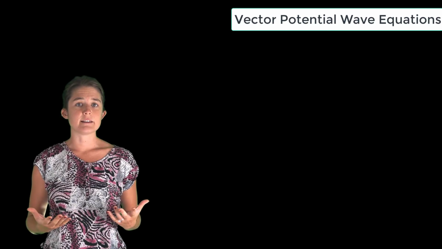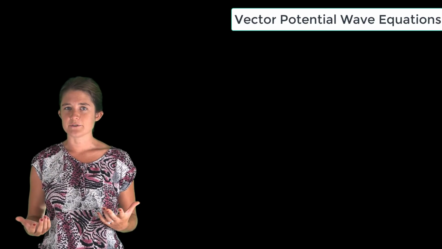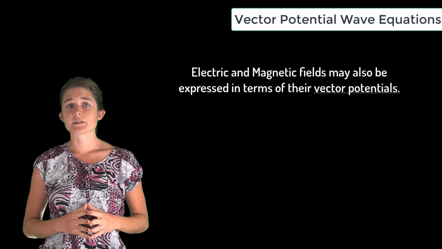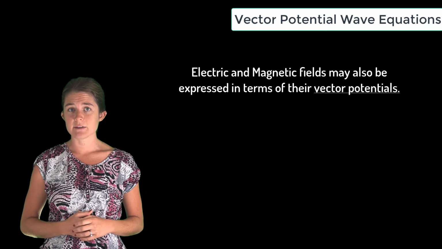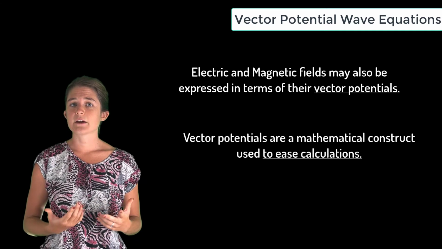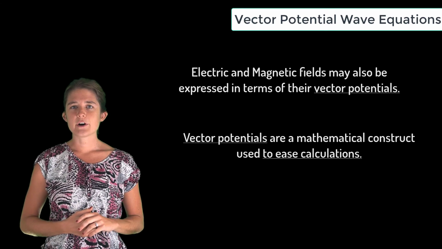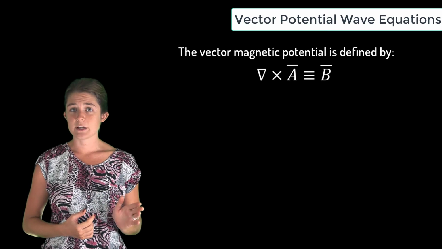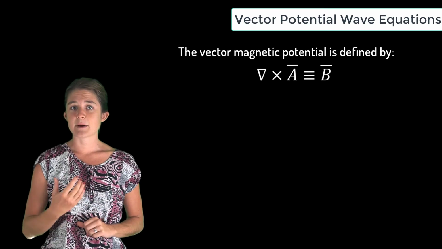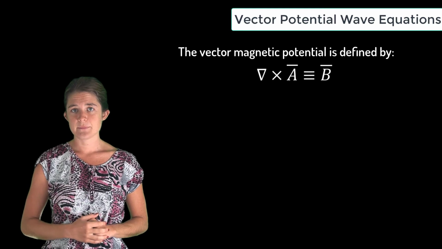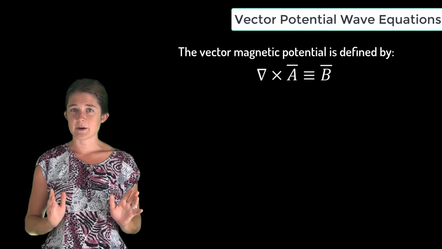As was discussed in the electrostatics and magnetostatics modules, it is sometimes useful to express the electric and magnetic fields in terms of their potentials, rather than discussing them directly, to ease calculations. If you recall, we defined a vector magnetic potential, A, using this equation. The curl of A is by definition equal to B.